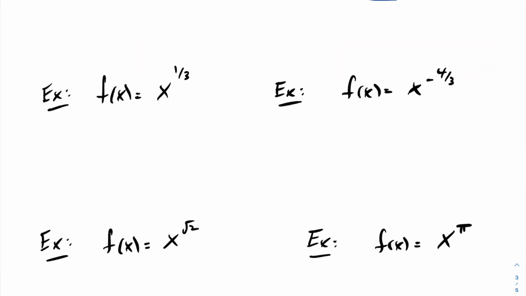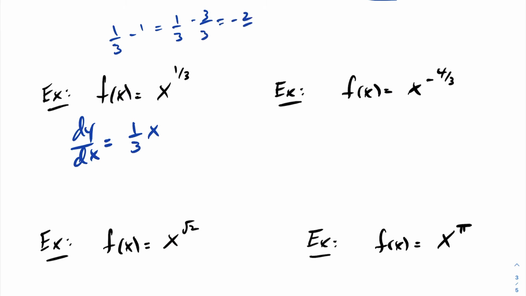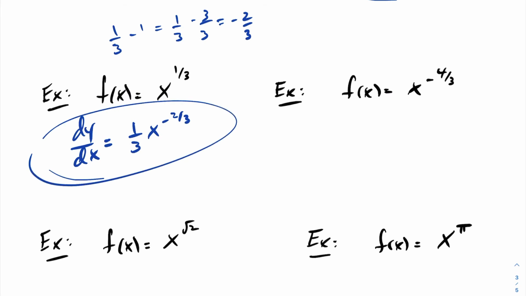Works the same for fractions. Let's say I want to find dy dx. The derivative here, you're going to take your exponent, which is a third, bring it out as a coefficient. Now you take a third and you subtract 1. Well, if I take a third and I subtract 1 from there, we're going to end up getting a third minus 3 over 3 is negative 2/3. So the exponent here is going to be negative 2/3. And therefore my derivative is 1/3 x to the negative 2/3.